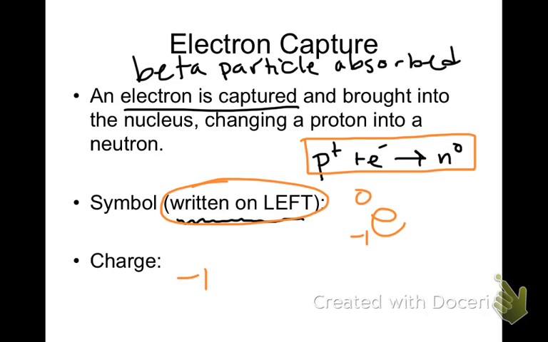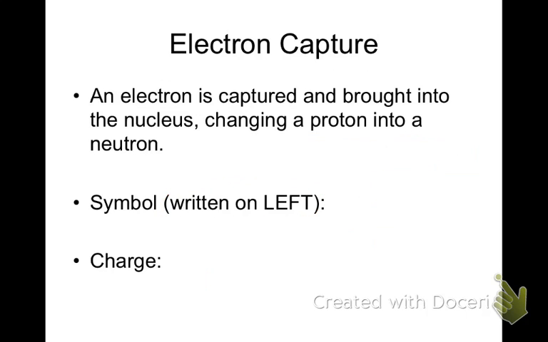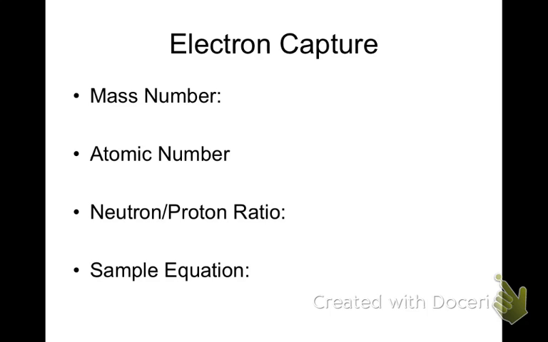So when I add a beta particle to my nucleus, the mass number should not change. I didn't add a proton or a neutron, I added an electron. So the mass number stays the same. The atomic number is going to go down by 1 because that proton is being sucked in with the electron, so it looks like I'm losing a proton and exchanging it for a neutron. Let's do the sample equation again first and then go back and do the ratio.